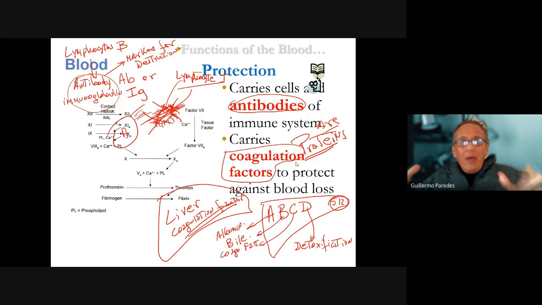So how can you explain, for example, a person who has bruises very easily? I have a bruise here, I don't know, I didn't hit anything. Why? Because probably the liver is not working. Why? Because the liver is not producing the coagulation factors. That could be a cause of bruises or bleeding, okay?